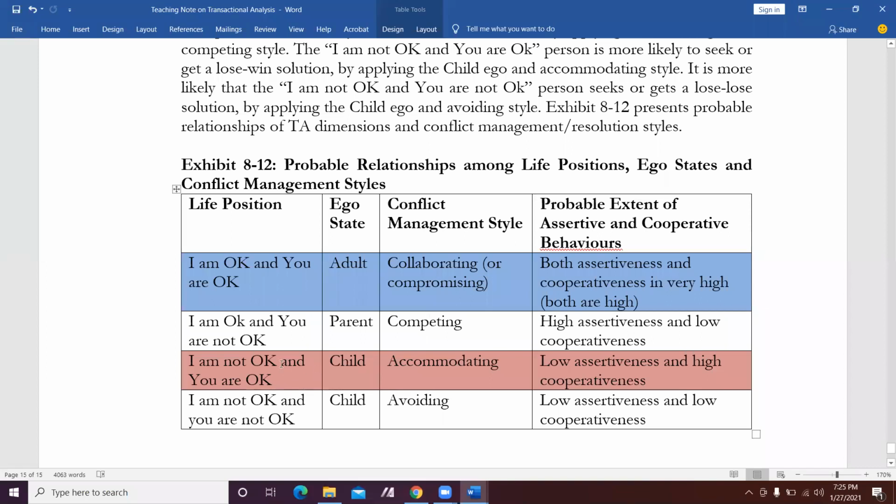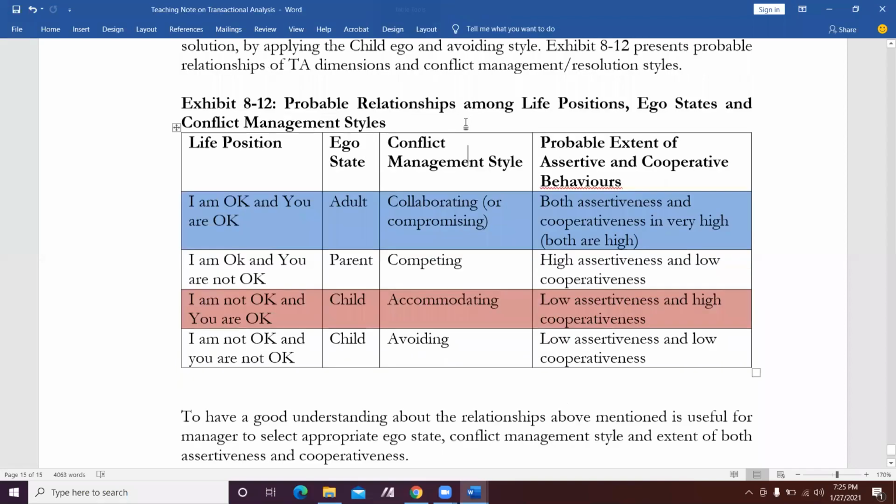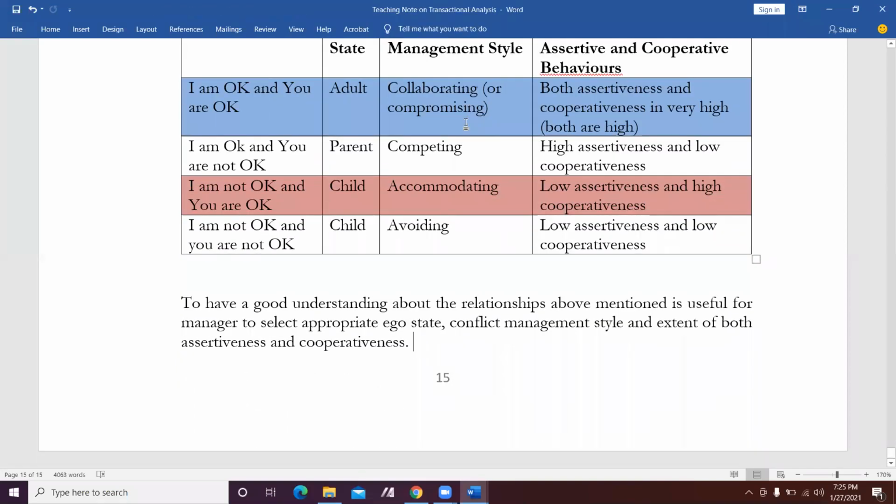Likewise, in the case of accommodating, this one, I am not okay and you are okay, then accommodating, yes. Child ego state, low assertiveness and high cooperativeness. Letting the other person win, yes. This one, avoiding, I am not okay and you are not okay. Low assertiveness and low cooperativeness. Okay, dear students, I think this is enough for transaction analysis.